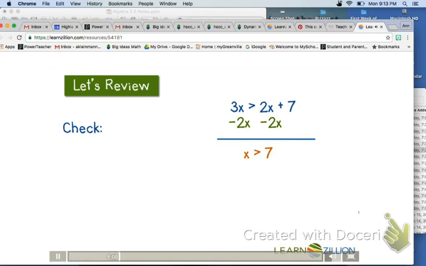We can check our work here. We can pick a number that satisfies the answer inequality, like 9, because 9 is greater than 7, and then we can check to see if it satisfies our original one. 3 times 9 is greater than 2 times 9 plus 7. That is a true statement, so we know our solution here is correct.